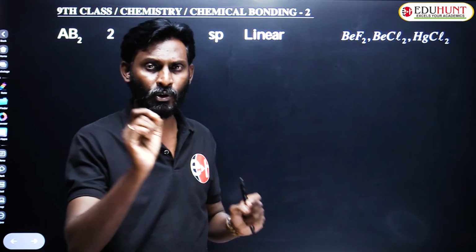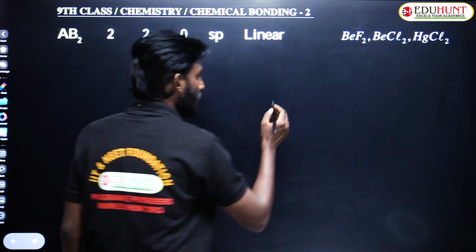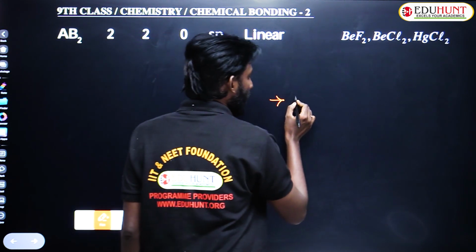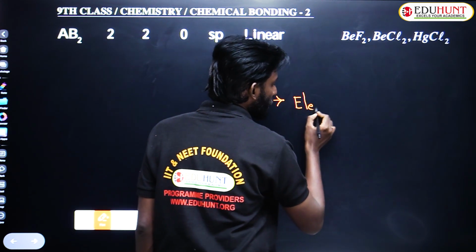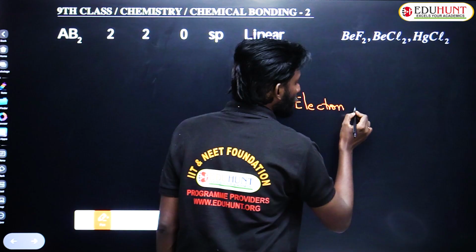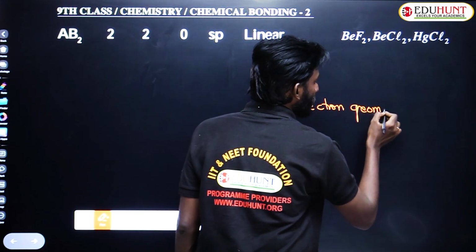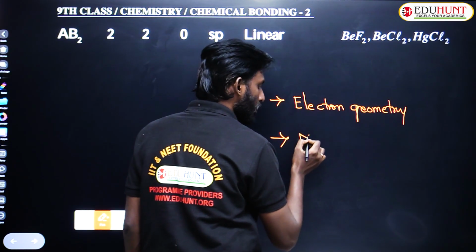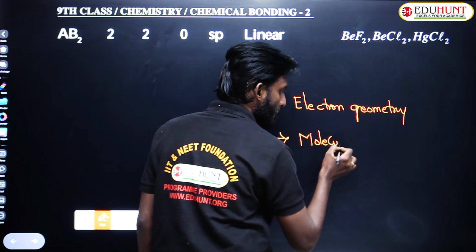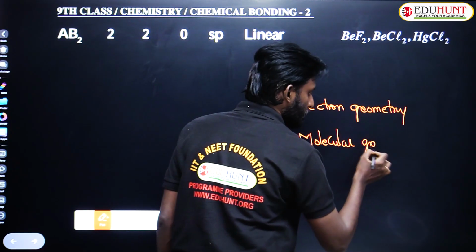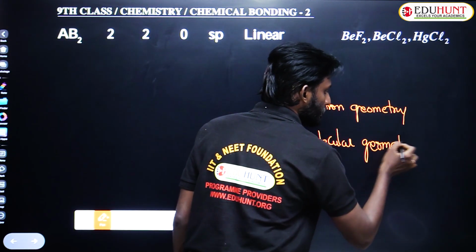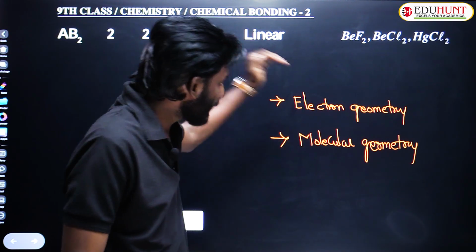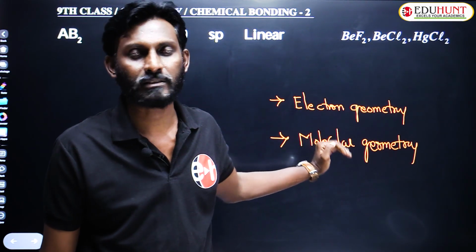But before that, I hope you remember there are 2 things: molecular geometry and electron geometry. First thing, electron geometry. And the second thing, molecular geometry. Okay? Both are not the same. Electron geometry is different from molecular geometry. Sir, what's the difference, sir?